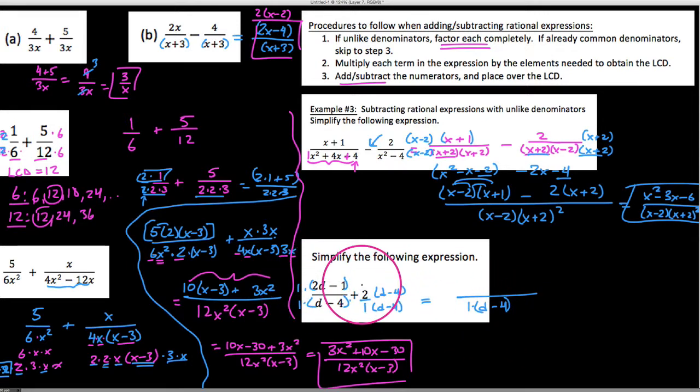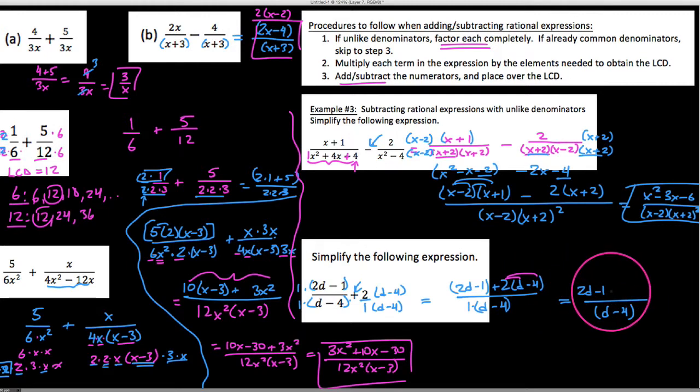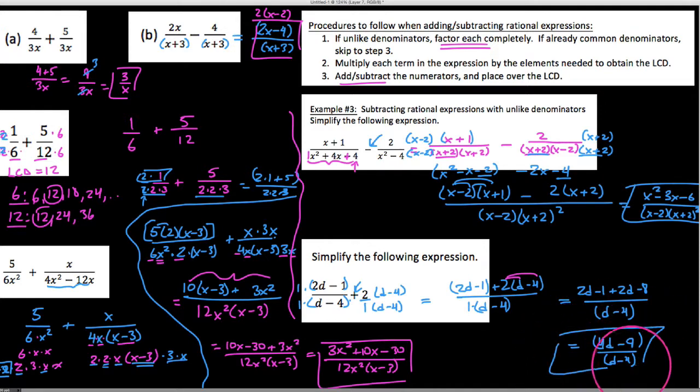We would get over here 1 times 2d minus 1, which is 2d minus 1, and now we're adding plus 2 times d minus 4. Again, we're going to simplify the top, all over d minus 4 now. We get 2d minus 1 plus 2d minus 8. Combining like terms, 2d and 2d is 4d, and negative 1 and negative 8 is negative 9. I can't factor that, so nothing is going to cancel out top and bottom, but bottom line is this is going to be our sum right here, and that's how we found its common denominator.